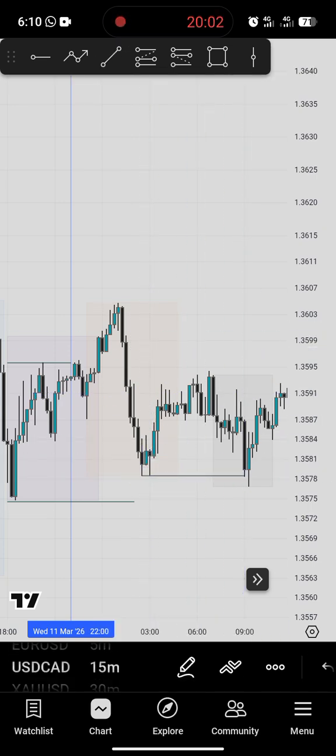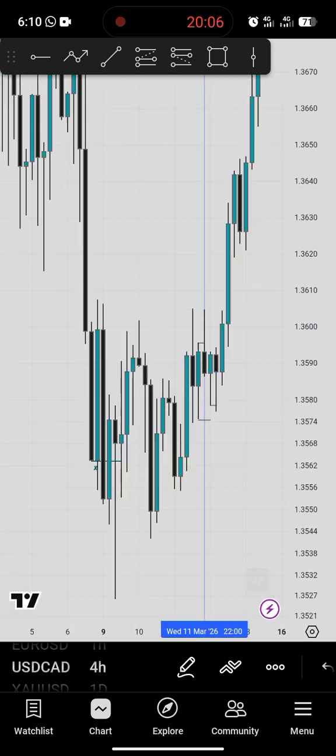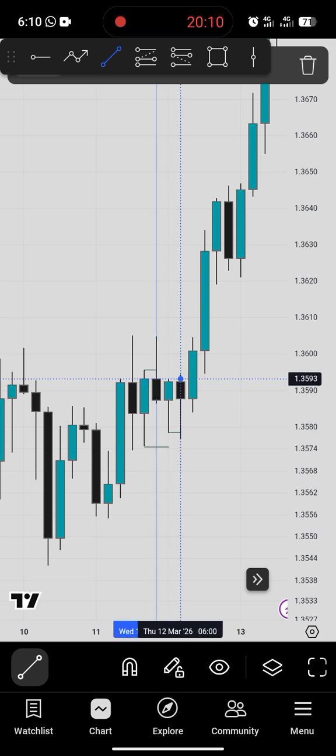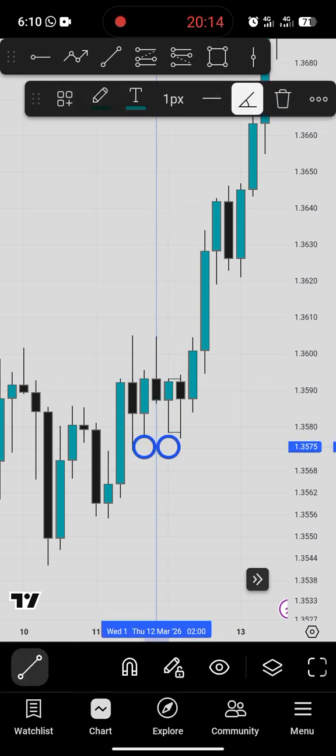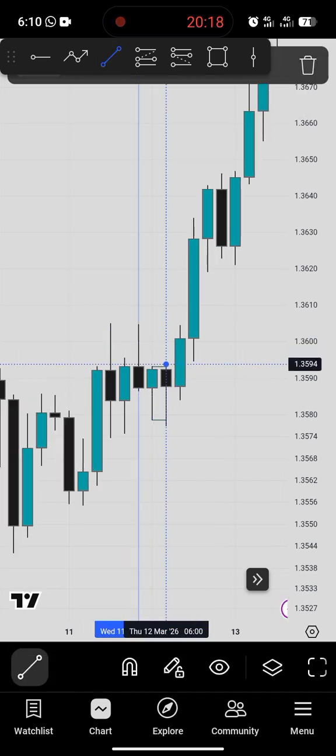Command the low of the candle. Let me go back to my 4 hour. You see, this is the high of the candle. This is the high. Let me clean this one. We are not expecting this one again. So this is the high of the candle and this is the low of the candle.